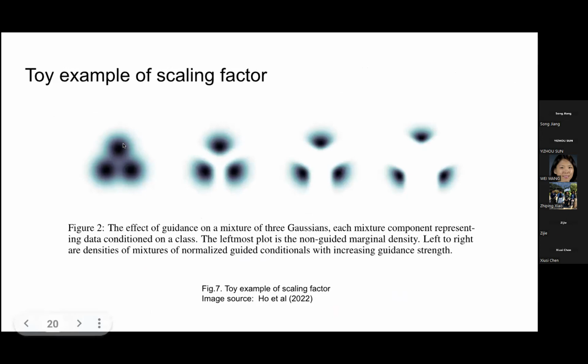Suppose we have three kinds of images, and their distribution looks like this. If we have the guidance, we basically shift them. We make them far from each other, but we may not change the variance of each class. This is some intuitive understanding.